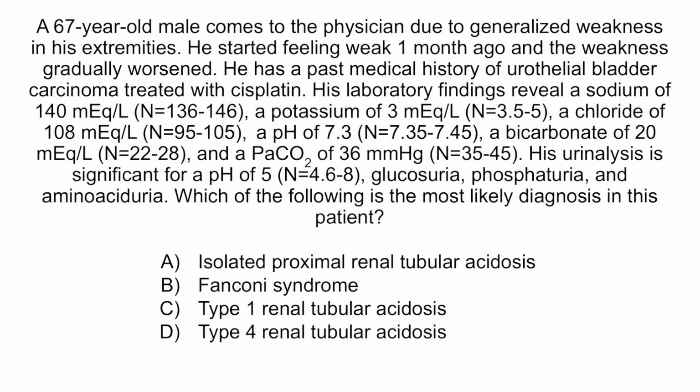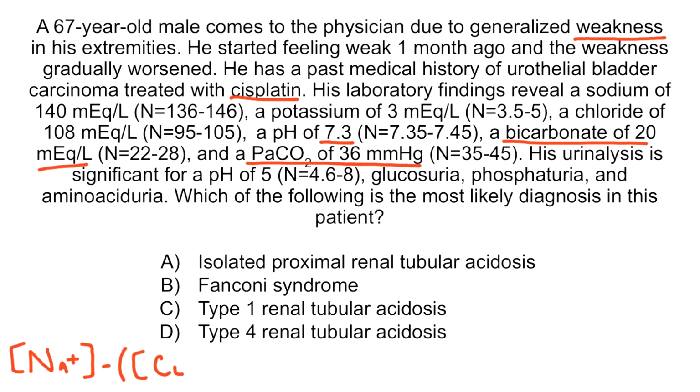All right, this patient is presenting with weakness, which is likely due to his hypokalemia. He was treated with cisplatin, and now he's presenting with a low pH, a normal PaCO2, and a low bicarbonate, which is consistent with a metabolic acidosis. First, let's find out whether he has a high anion gap or a normal anion gap metabolic acidosis. For this, we subtract the sum of chloride and bicarbonate levels from sodium levels, which in this case is 12. So now we know that he has a normal anion gap, hypokalemic, hyperchloremic metabolic acidosis.